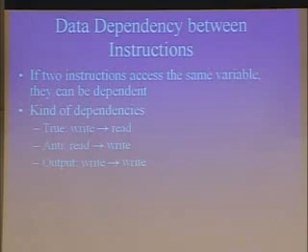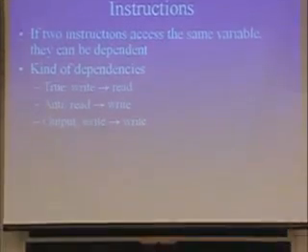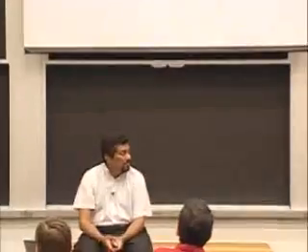Since we have a small class, I'd like to see whether we can get a little bit of discussion and interaction going on. Why are there anti and output dependencies? I mean, are they fundamental? Why is there anti and output dependence? Okay, let's look at anti-dependence. So assume I read a variable and then I write it. Why do I have to maintain that dependence?